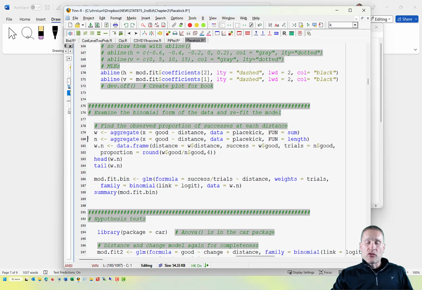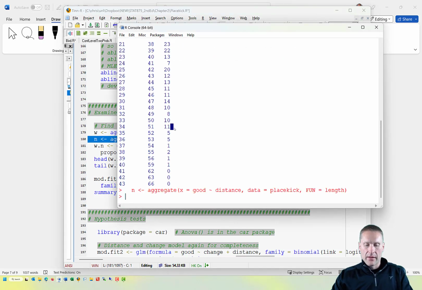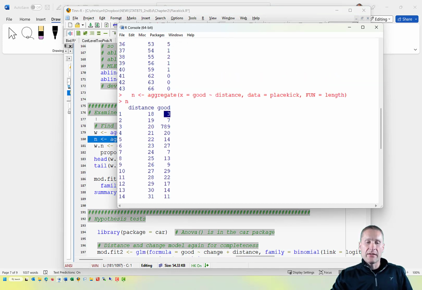Now to find the number of trials, I can do exactly the same thing, but I'm going to use a different summary function, FUN standing for function, and it's going to be length. Length is just going to count for me the number of observations per unique distance. And so there's n. So 3 trials at 18 yards.